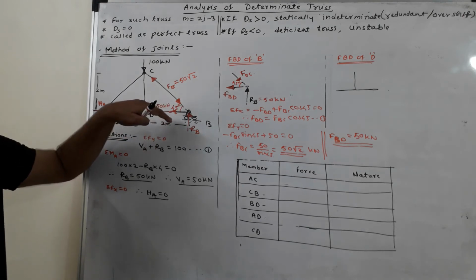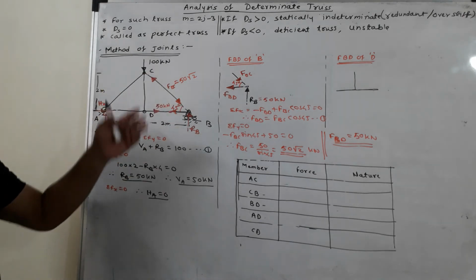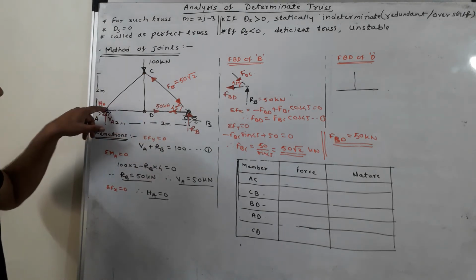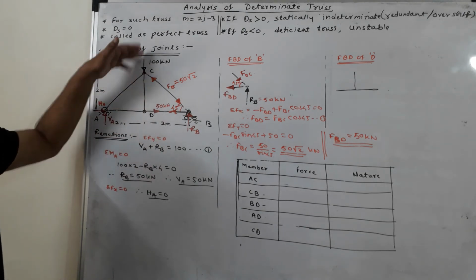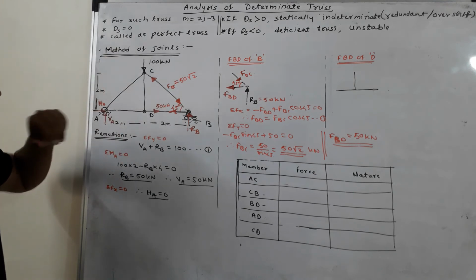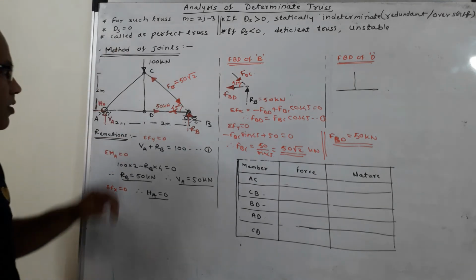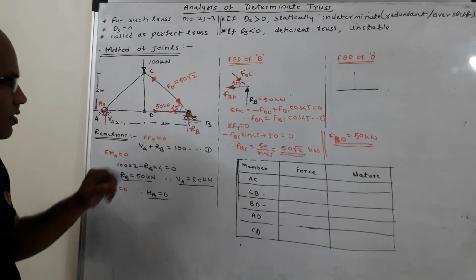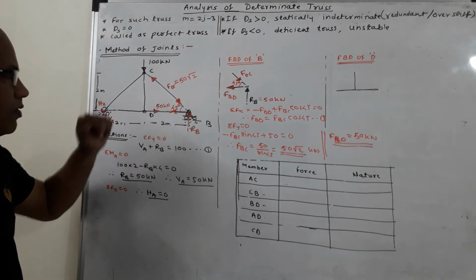Now I will have to choose the next joint. I will have to consider the FBD of the next joint. So either I can go with C or D or A. But at C, there are complications. There are a number of forces. So I will choose comparatively the joint at which lesser calculations are there, and that joint is D. So I will go with the joint D.